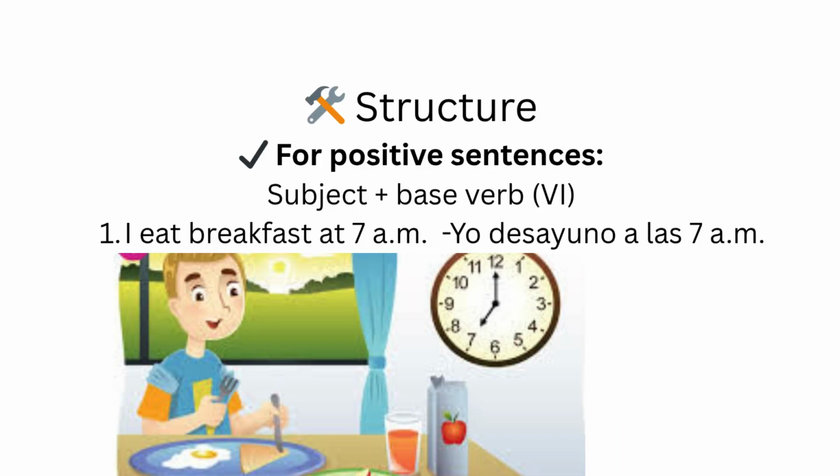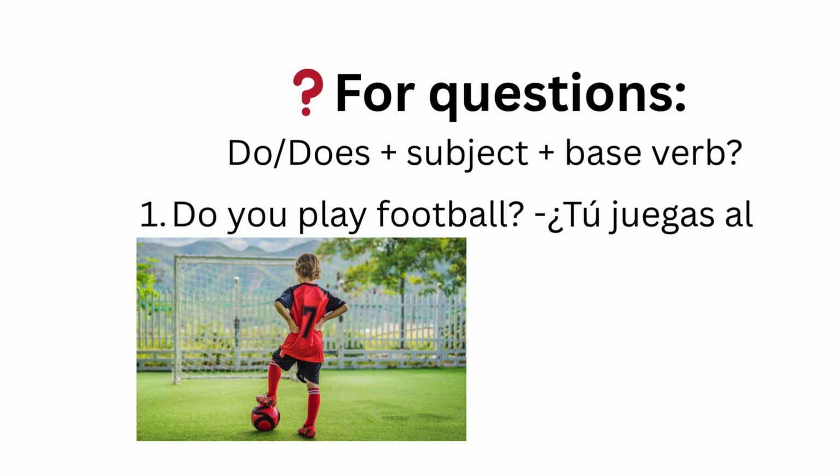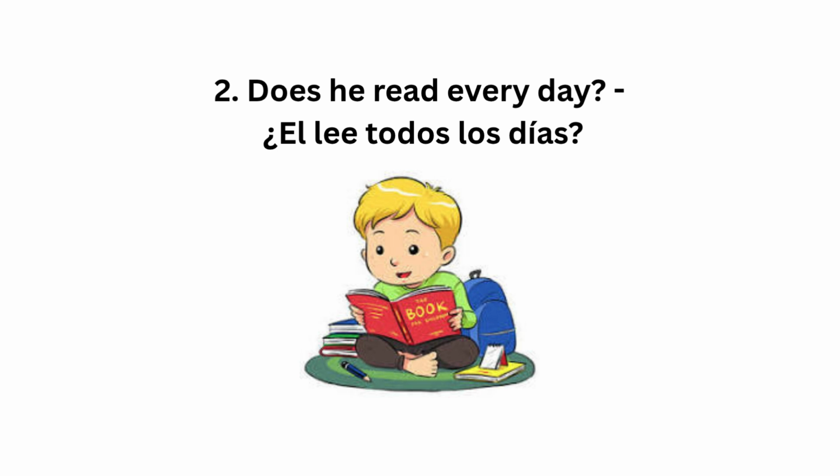Structure of the simple present tense. For positive, affirmative, sentences: subject plus base form verb, V1. Examples. I eat breakfast at 7 a.m. For negative sentences: subject plus do, does not plus base verb. Examples. I don't like tea. He doesn't like tea. For questions: do, does plus subject plus base verb. Examples. 1. Do you play football? 2. Does he read every day?